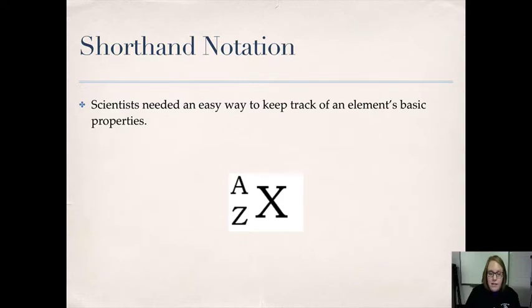Again, in class, in the last video, we learned that the atomic number is equal to the number of protons. So again, the X is the symbol, the A, the top number, is equal to the mass, or protons plus neutrons, and the Z, the bottom number, is equal to the number of protons, also known as the element's atomic number.